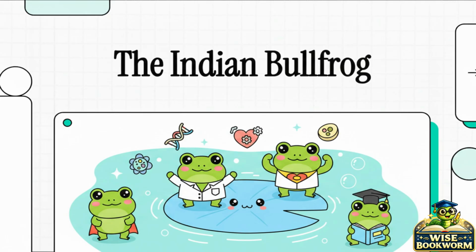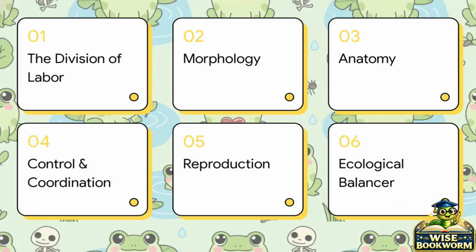Now, we usually just think of frogs as simple amphibians sitting on lily pads. But today, we're going to deconstruct this creature and look at it for what it truly is, a highly complex, perfectly optimized survival machine. Here is our blueprint for today. First, we'll start with the division of labor, move into morphology, explore the internal anatomy, check out the control and coordination systems, dive into reproduction, and finally, look at the frog as nature's ultimate ecological balancer.